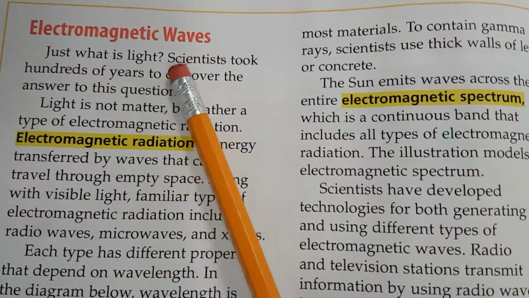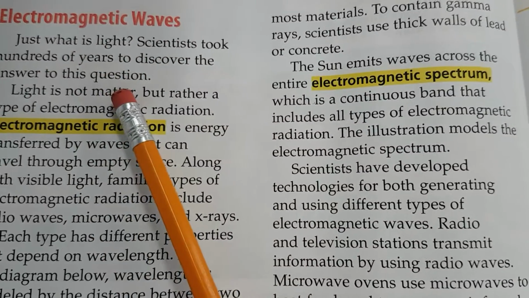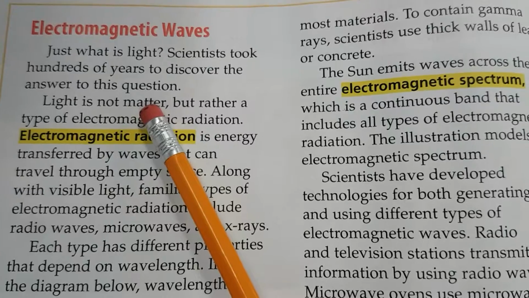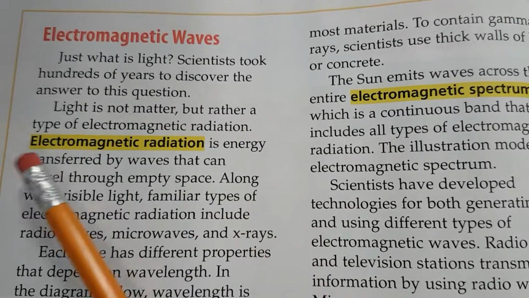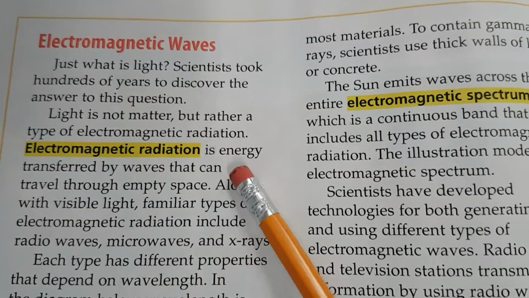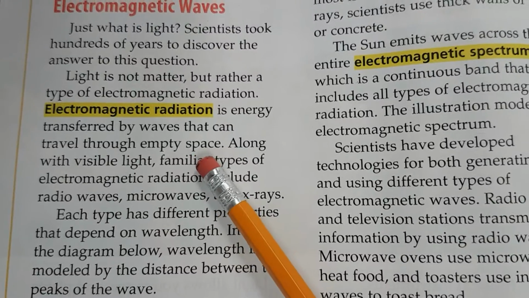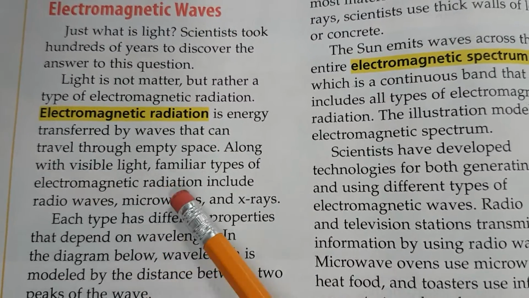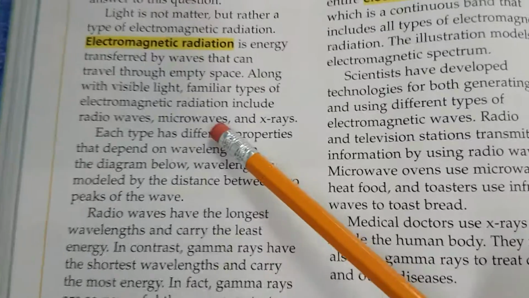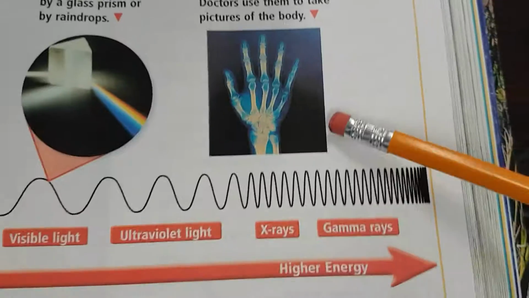Just what is light? Scientists took hundreds of years to discover the answer to this question. Light is not matter, but rather a type of electromagnetic radiation. Electromagnetic radiation is energy transferred by waves that can travel through empty space. Along with visible light, familiar types of electromagnetic radiation include radio waves, microwaves, and X-rays.